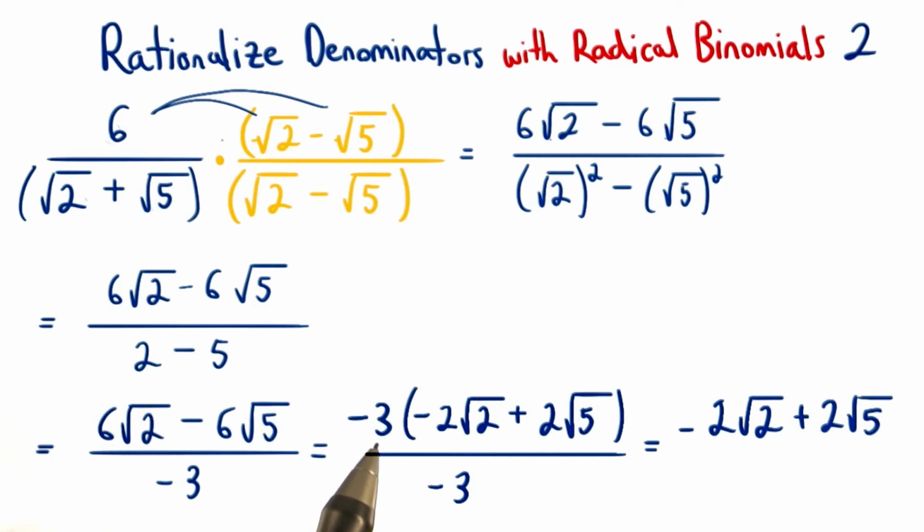Now that we have a common factor of negative 3 in the numerator and in the denominator, we can simplify. These reduce to 1, which leaves us with just our numerator, negative 2 root 2 plus 2 root 5.